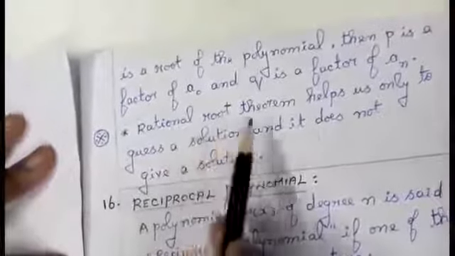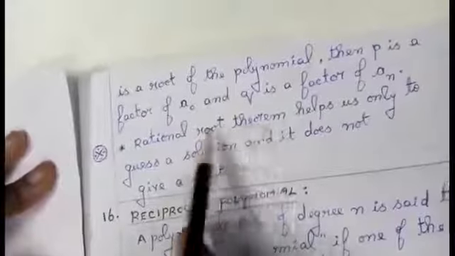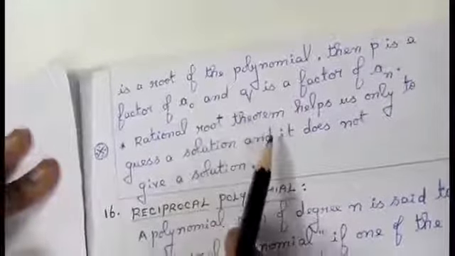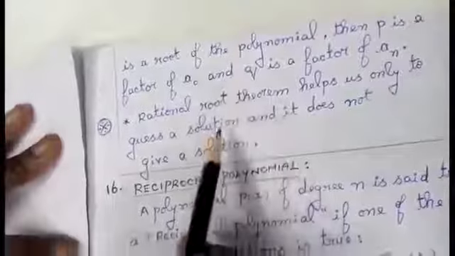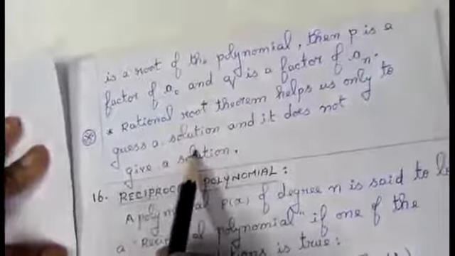So that rational root theorem concept, they are giving you for just one or two sums. We are just going to apply it and guess the answer. We are not going to get the solution exactly. We are going to guess the solution.